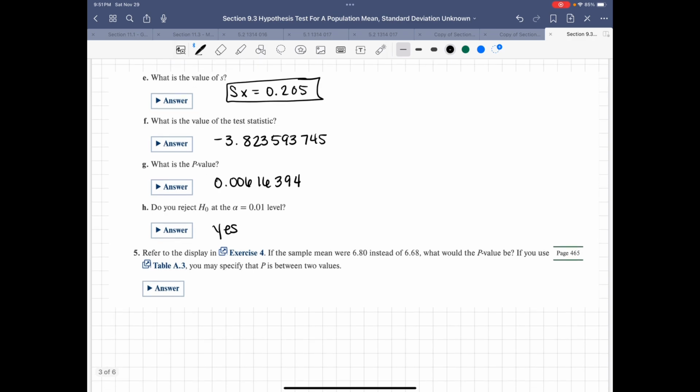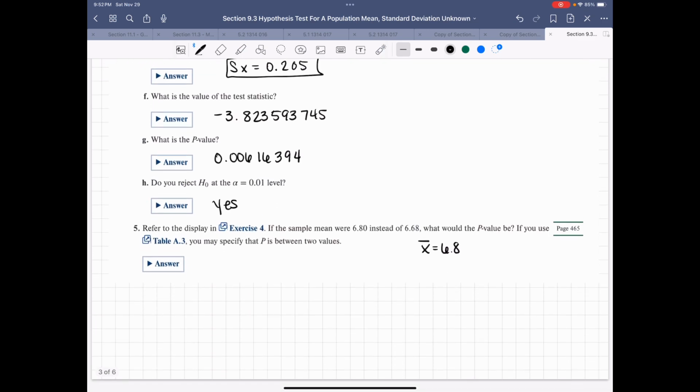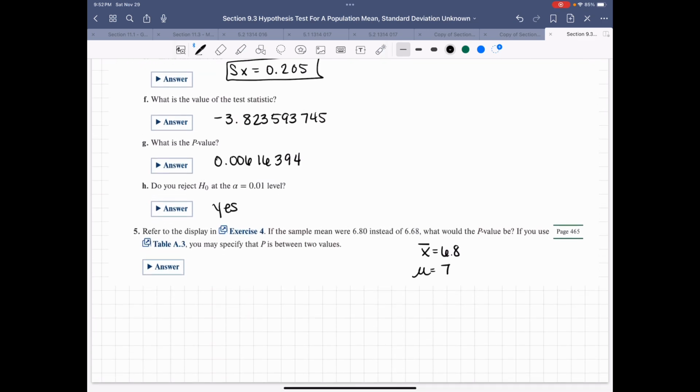Okay, number 5 says, refer to the display in example 4. If the sample mean were 6.80 instead of 6.68, what would the p-value be? If you use the table, we're not going to use a table, guys. So let's see. It says if the sample mean were 6.8, so that means x bar now equals 6.8. We're looking for the p-value. Everything else is staying the same. So that means that mu is 7, and we are looking for mu is less than 7.